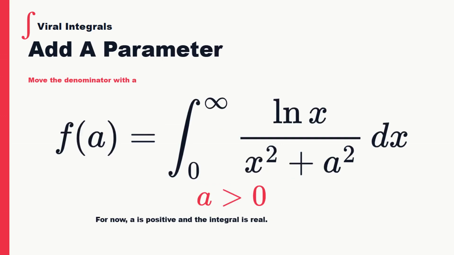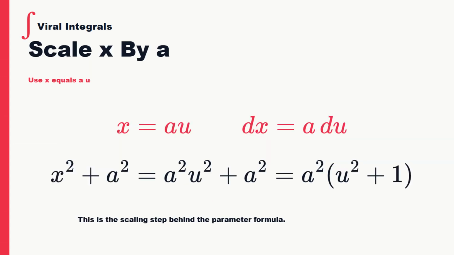All right, so now comes the time when we introduce a parameterized function. We're going to let f of a equal the integral from 0 to infinity of natural log x over x squared plus a squared dx, for a greater than 0 for now. And now let's let x equal a times u, so dx is a times du. And therefore x squared plus a squared is a squared u squared plus a squared, which is a squared times quantity u squared plus 1.